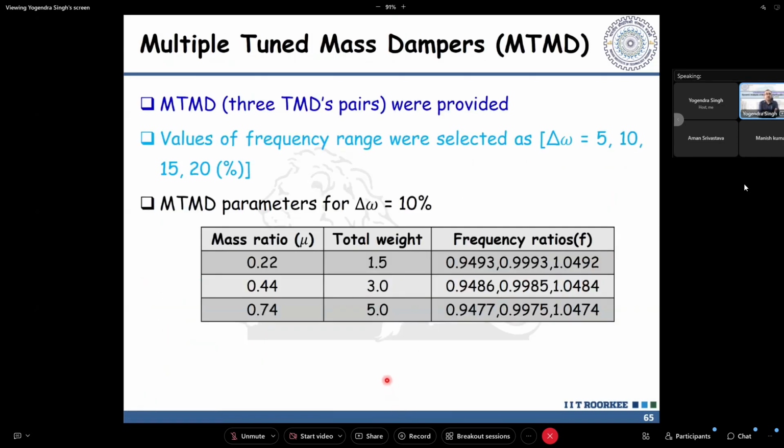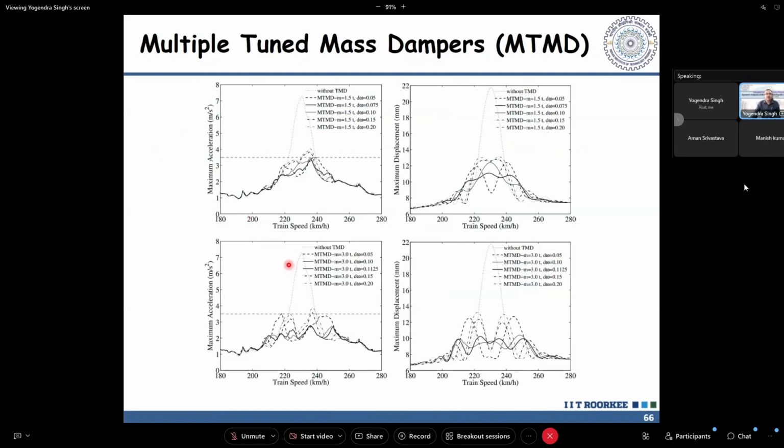So when we provide three TMDs on the bridge, with this frequency difference of 5, 10, 15, and 20%. So from the peak frequency, the frequency corresponding to the peak, we take a range of 5%, 10%, 15%, 20%. So for those ranges, these are the frequency ratios which have been estimated using the formula in the previous slide. And what we get here, this is the response under single TMD. This is the response we see. So this first one, that is going above, is without TMD. And these are the multiple TMDs with mass ratio of 1.5 and d omega, the difference in the frequency, as 5%. So like that we can see.